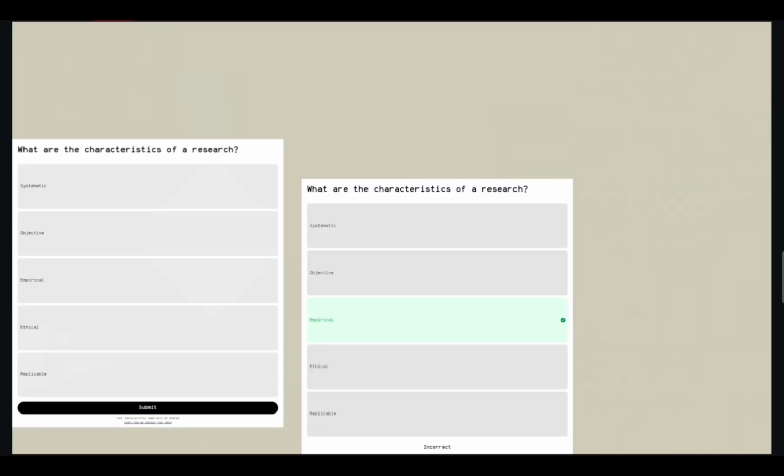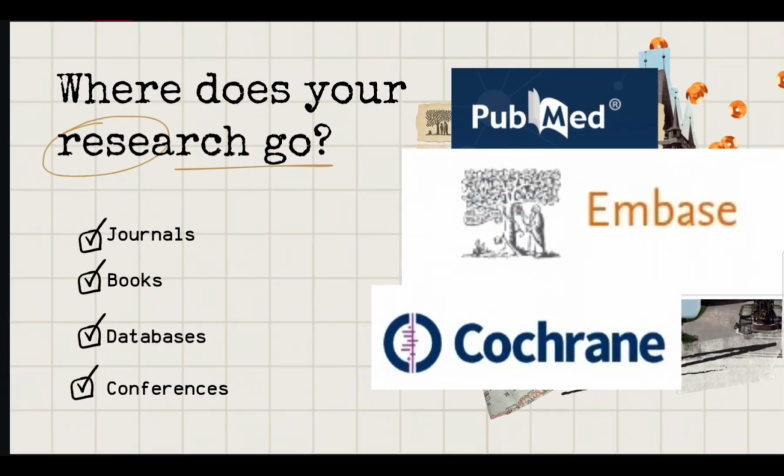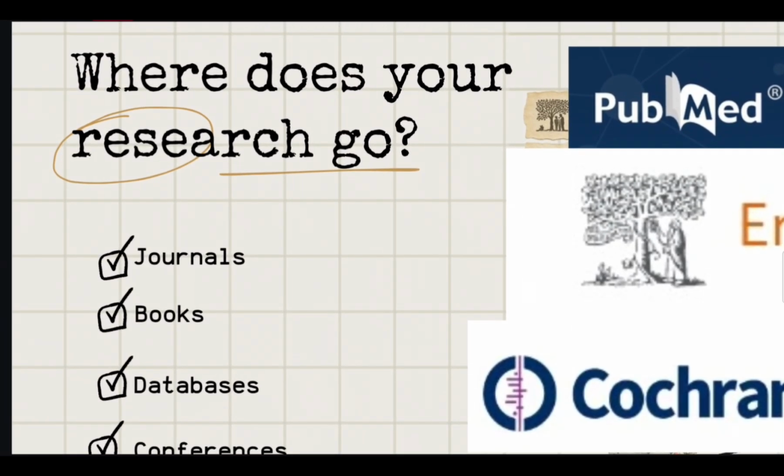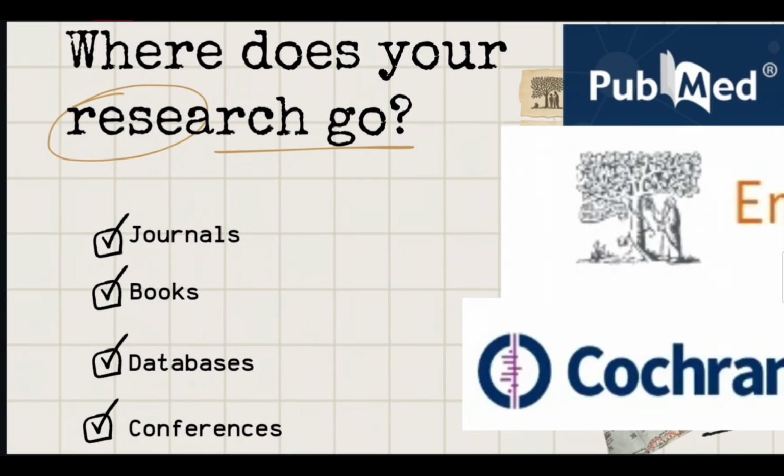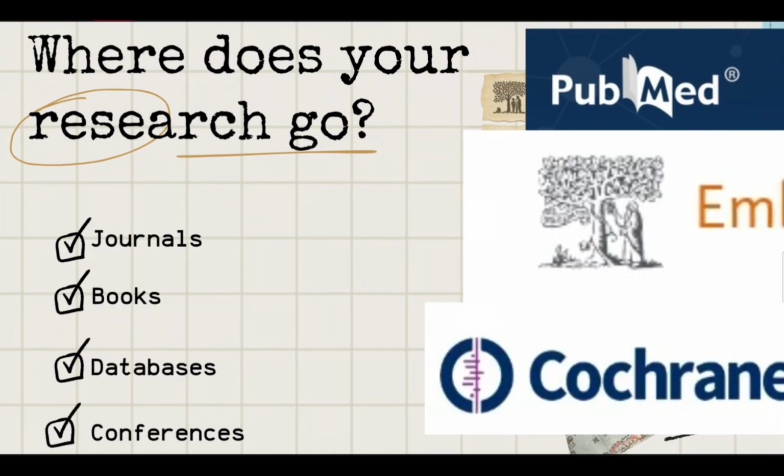Let's move forward. Okay, where does your research go after it's done? I know that it's like an end goal, but you must know where the research is available: in the journals, the books, the databases, the conferences. Starting with the journals, there are different kinds of journals throughout the world, and different countries have their own journals, and international journals too. For instance, if there's gastro, there will be journals that publish most of the gastro researches, and so on.